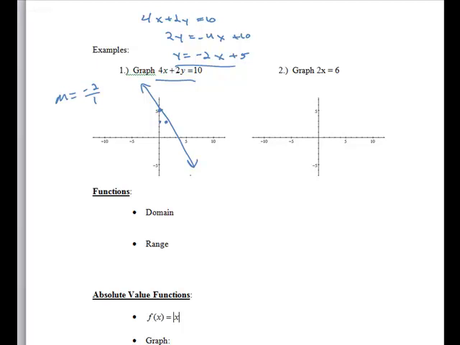Example 2, another linear equation. We recognize that it only has the variable x, which means it's going to be a vertical line. So we begin by solving for x. x is equal to 3, so it's simply a vertical line through 3.